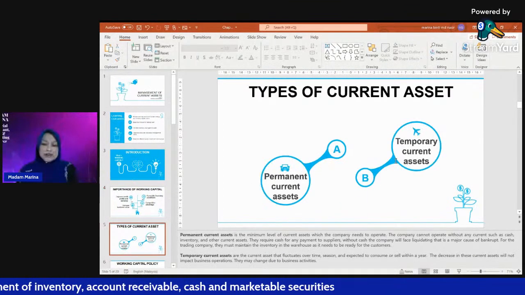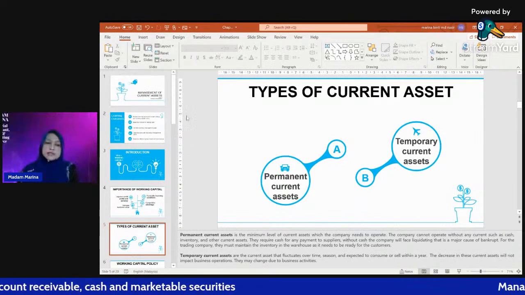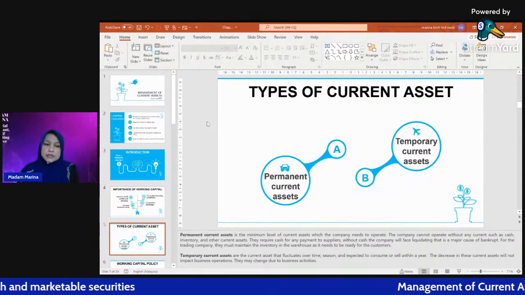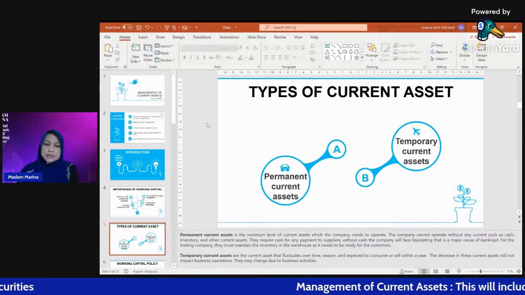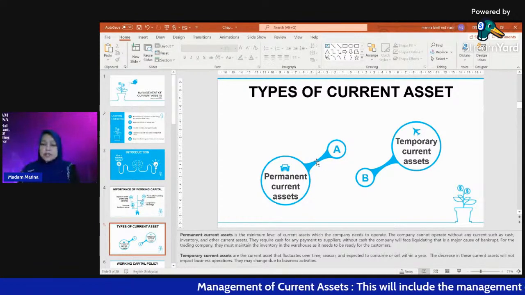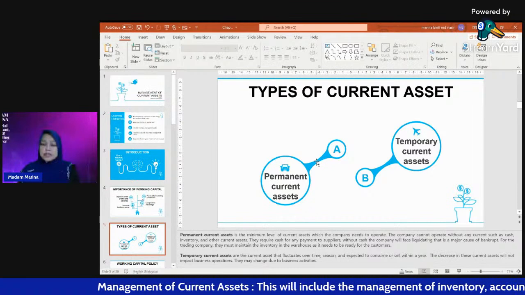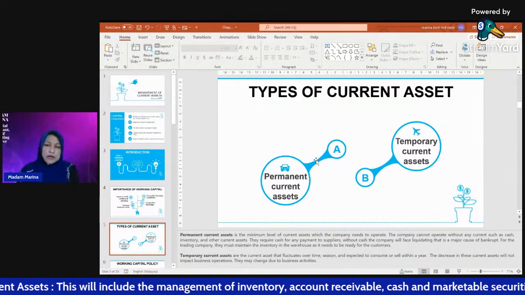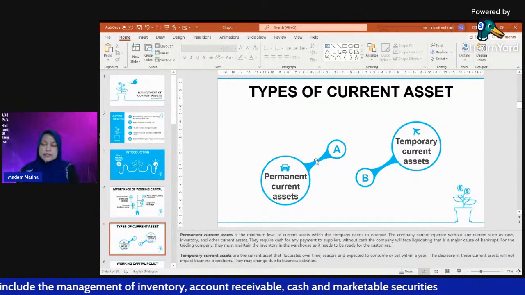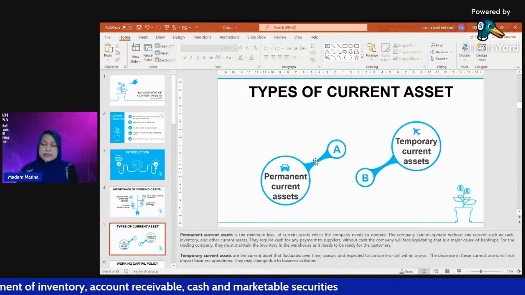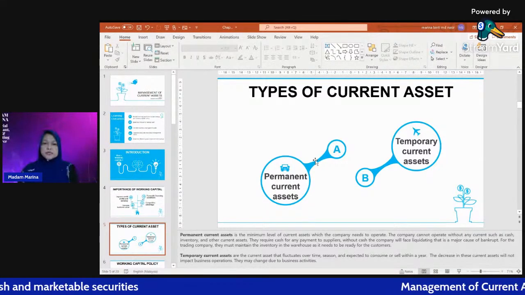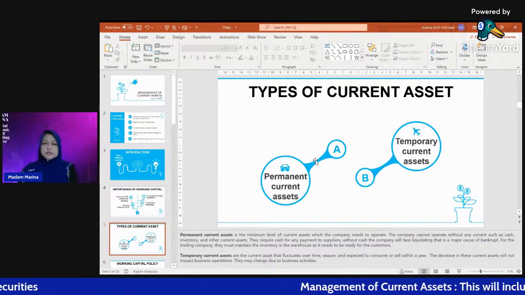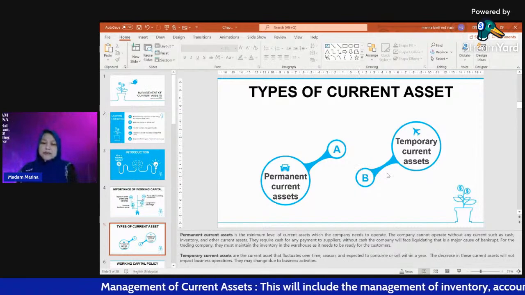All right. Next, the two types of current asset. For accounting students, we already know the category of asset is divided into two categories: current asset and non-current asset. In financial management, we go deeper into the types of current asset. Actually current asset is also divided into two categories: permanent current asset and temporary current asset.